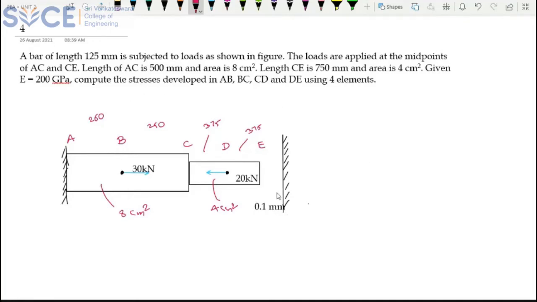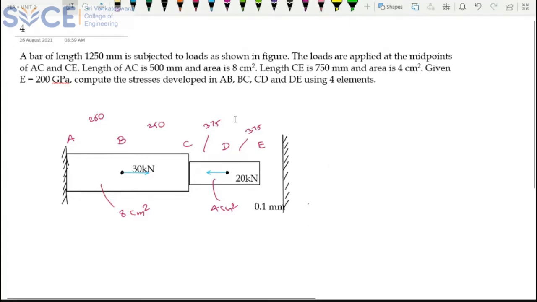They mention there is a block at a distance of 0.1 mm. After 0.1 mm there is no deflection, so there is a restriction on the deflection. We have to identify this based on the distance given here. The total length of the bar is 1250. This is the data. First, we will convert our units, then we will proceed accordingly.